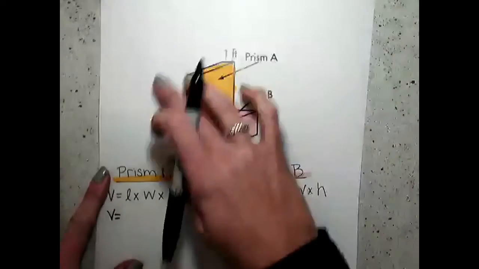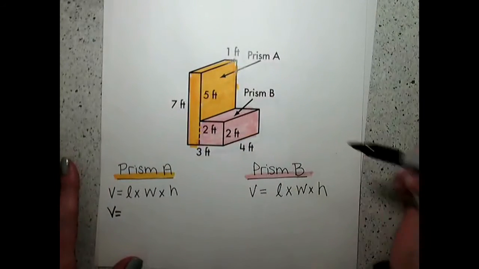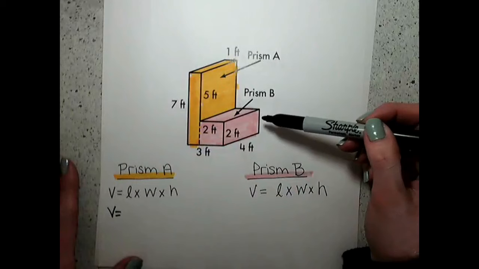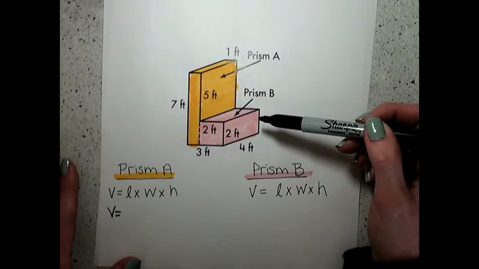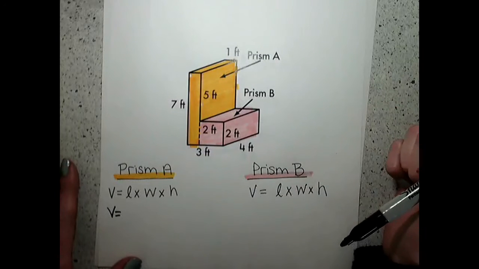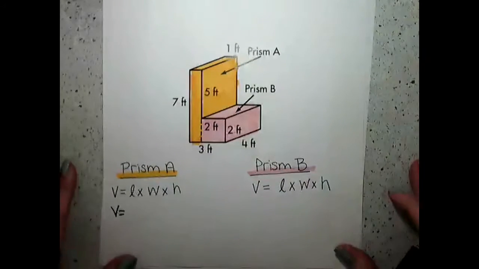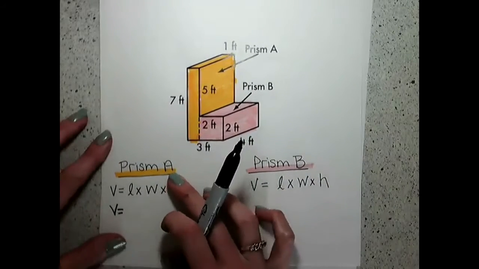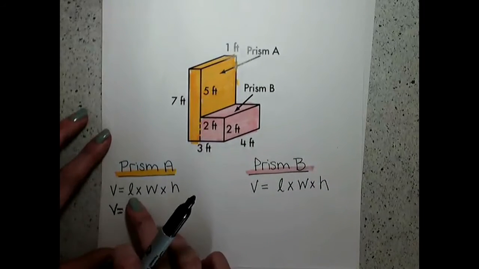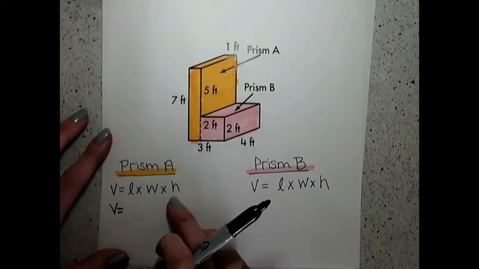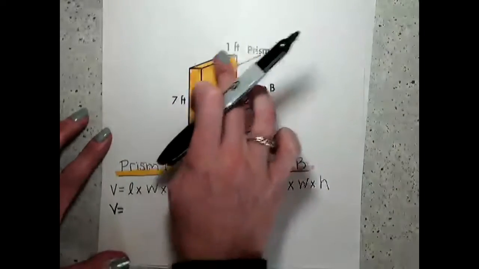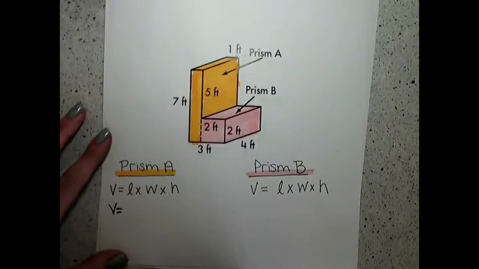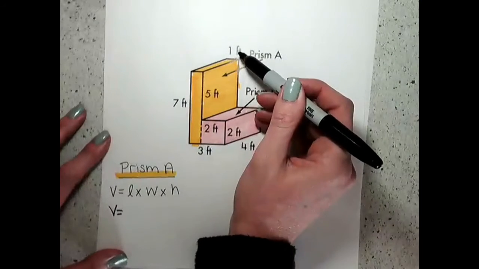In order to find the volume, I need to find the volume of prism A and then prism B. Remember, to end it, I need to combine them to find the total volume of this irregular prism. Let's go ahead and start with prism A. So I need to follow my formula, length times width times height. I'm looking at prism A, and I'm noticing that the length is only 1 foot.